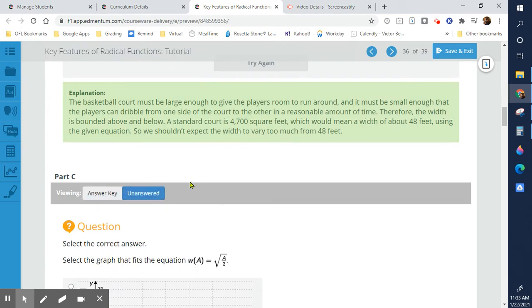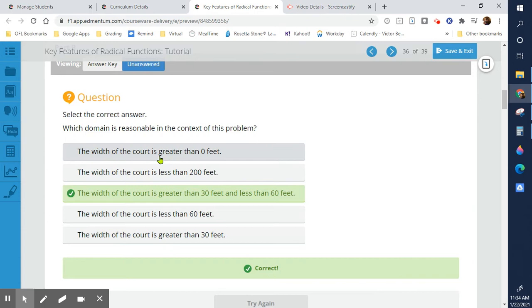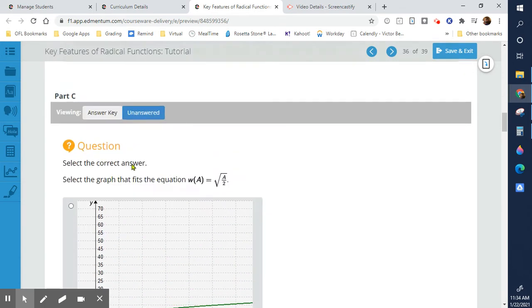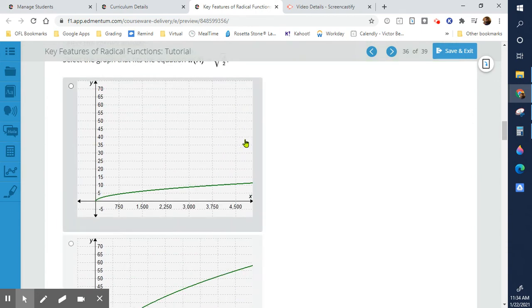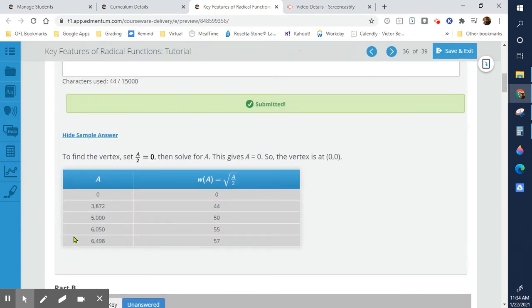All right. And the key word there was reasonable. So yes, obviously it's okay to have 30 over 0, but let's talk about this one. So the graph of this, well, it's a square root. So we know it's like this, but at 700 output, we're not going to get only 5 feet. So it's definitely not that. Let's look at our chart here. If our input is, oh, actually, it might be.